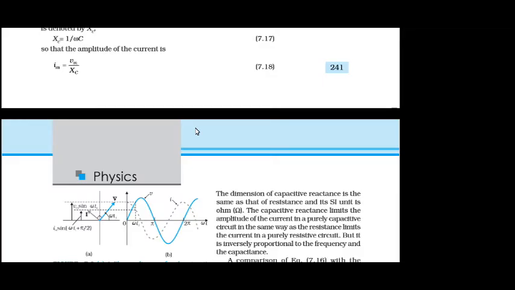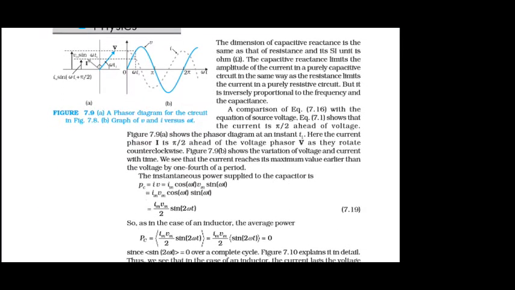Next, this is the equation 7.18 which is given in your book. Now let us see the book. So we have derived the equation 7.18. Now let us see this graph and try to understand what it is. In figure 7.9a, a phasor graph for the circuit in figure 7.8, and b, graph of V and I versus omega t.